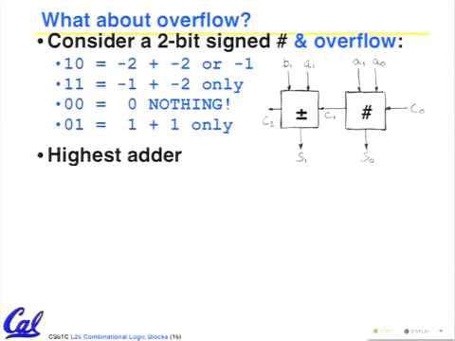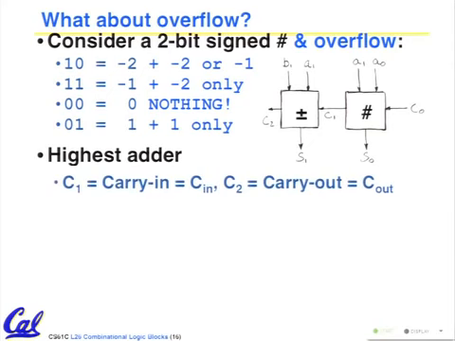All right. So now, look at the highest adder. We're going to call C1 the carry in and C2 the carry out. We're looking at this last guy. Because the cool thing is, by looking at this 2-bit guy, it's going to be the same property for the highest 1-bit adder of the 32-bit number. So whatever we conclude here will hold for our 32-bit guy. Okay? So now, let's look at it.